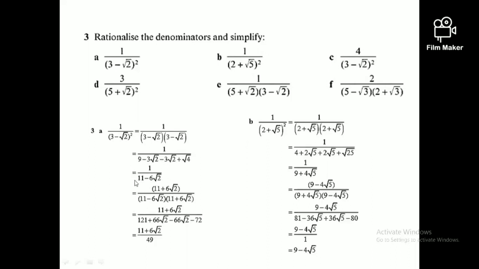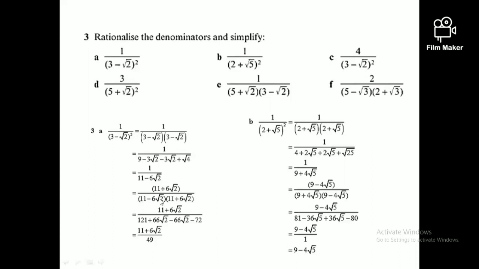So what you need to do is rationalize the denominator. How can you rationalize the denominator? Multiply both numerator and denominator by the opposite of this, 11 plus 6 root 2. That is what I already did over here. Then if you multiply the numerator by 11 plus 6 root 2, the answer is 11 plus 6 root 2, then multiply the denominator.